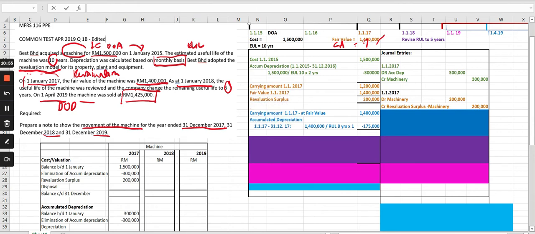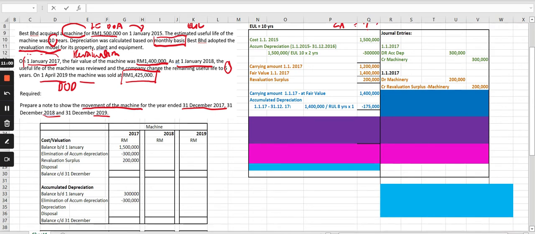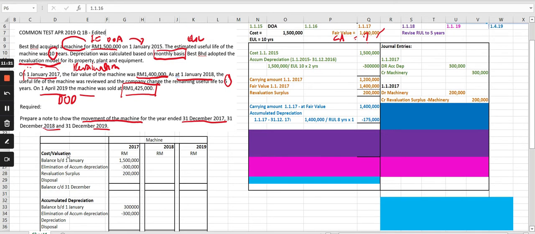Now we will be doing that here. The 300,000 has been included. The revaluation has been included. You can now total up your amount for the first year. Let's do some calculation here, and continue to calculate the carrying amount. The carrying amount here would be the sum of this.